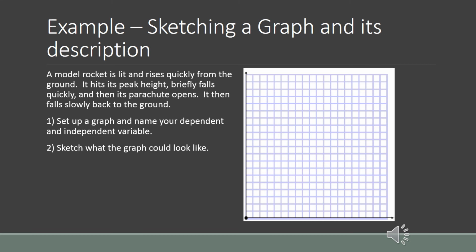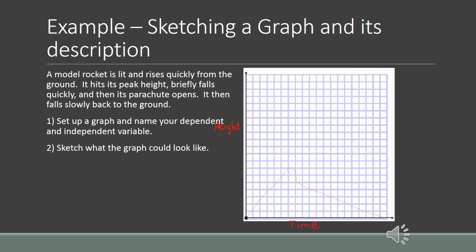So if you take a look at my graph here, first of all, we only have one corner of the graph, which is perfectly acceptable since the only thing we're going to be dealing with here are positive numbers. Time is the independent variable that goes on the horizontal axis. Height is the dependent variable, and it's going to be on the vertical axis.